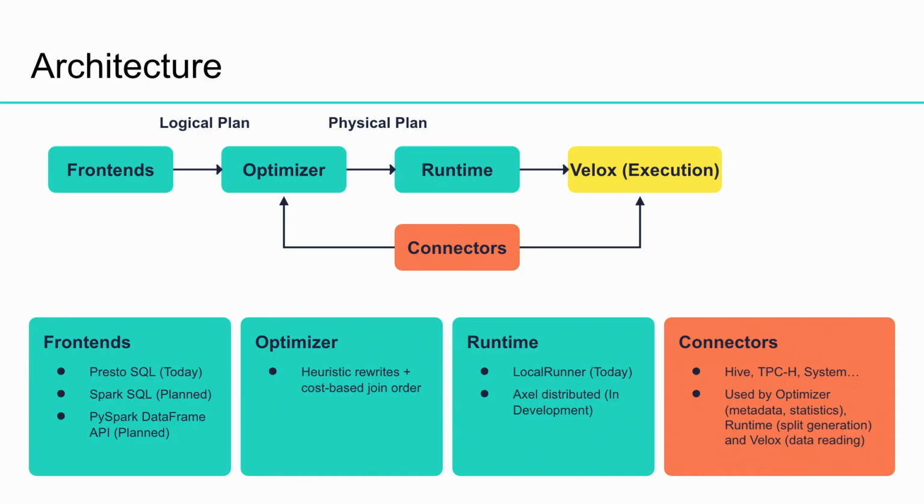rest of the system. The logical plan feeds into a cost-based optimizer, which produces a physical plan targeting Velox operators. That's the second contract. The physical plan goes to a runtime. Axiom ships with a local runner for embedded single process execution. Axel, which I'll get to shortly, is a distributed runtime built on Axiom. And you could build a streaming runtime on the same foundation.